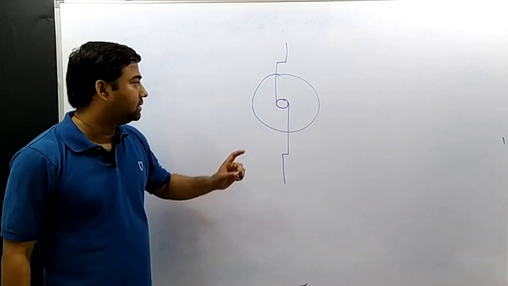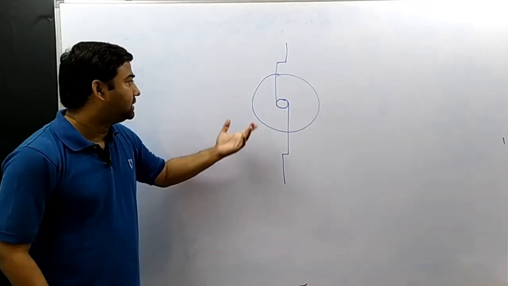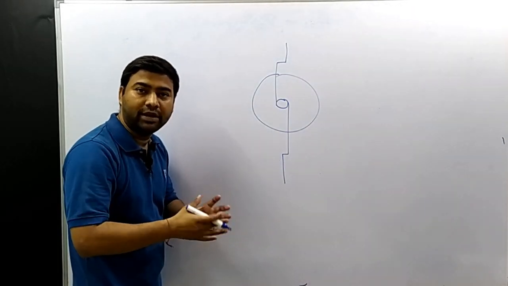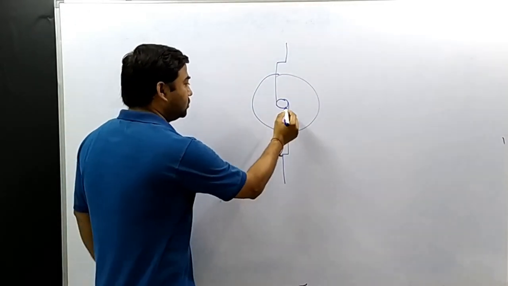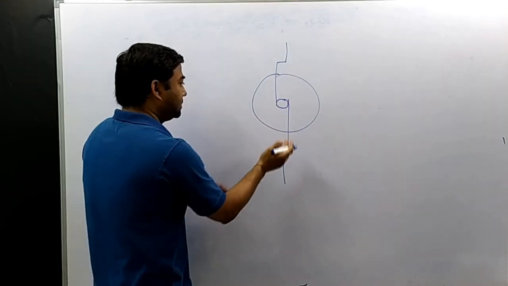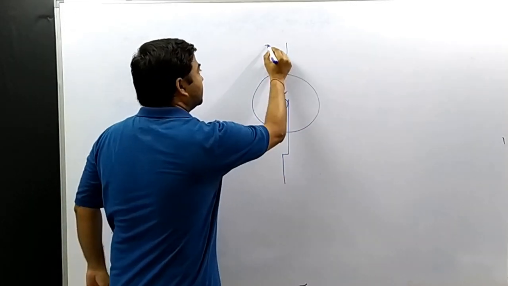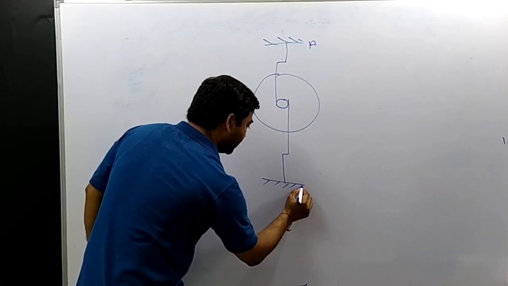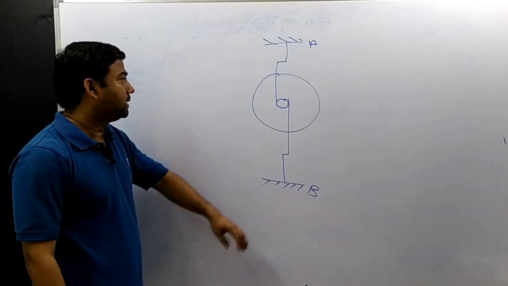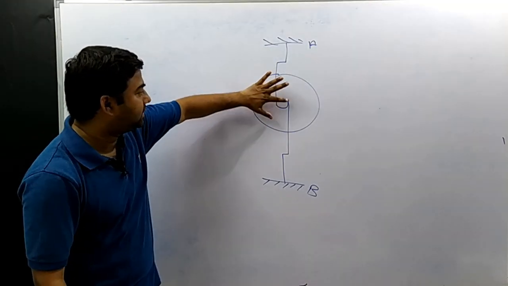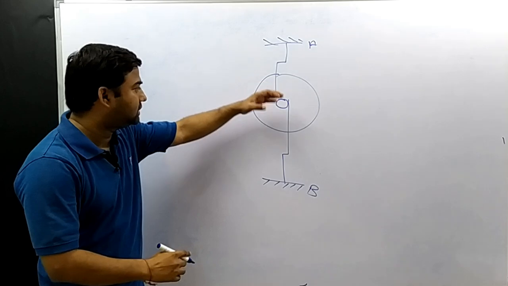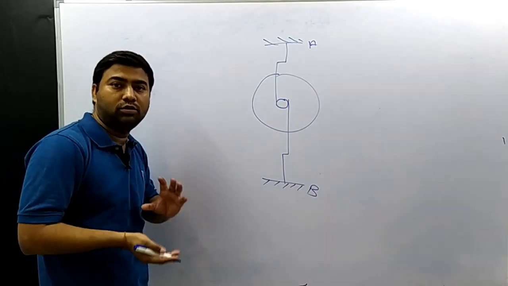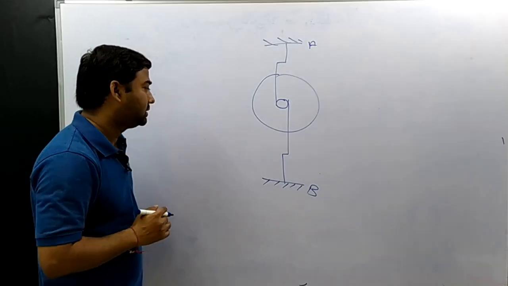There is a flywheel, and at the center it is connected with two racks in a geared mechanism having rack and pinion. So these two racks move up and down. Let this be end A, and let this be end B. So this is a rack and pinion mechanism. This is a flywheel, and this flywheel inertia is used to dampen the vibrations.